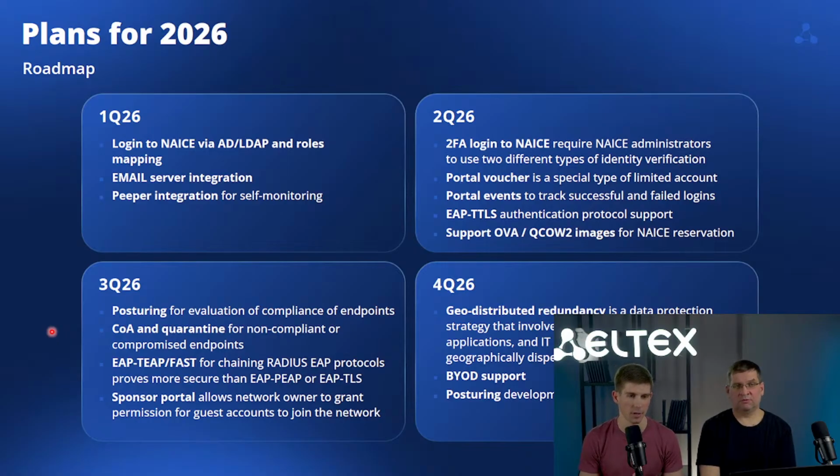Looking at the fourth quarter of this year, the first very important goal of this quarter is supporting a geo-distributed redundancy system of deploying NAICE, which allows deploying a few nodes of NAICE and a few nodes of PostgreSQL cluster, not only two like now, and which gives us the ability to place them in different data centers and increase the stability level and the protection of data in our system.